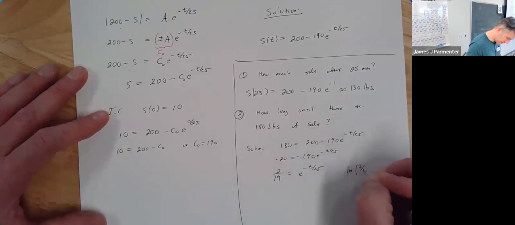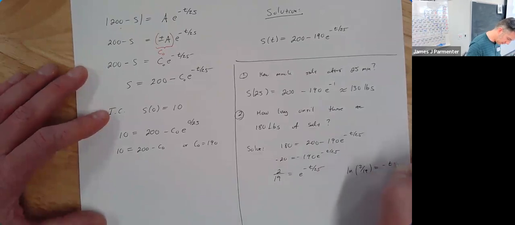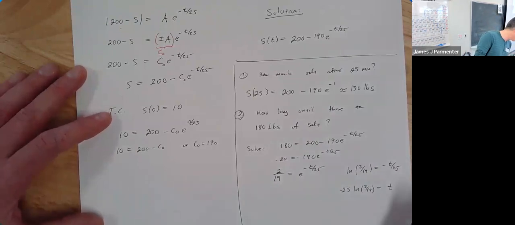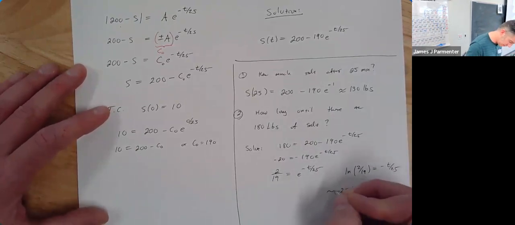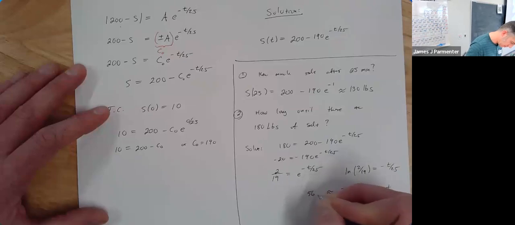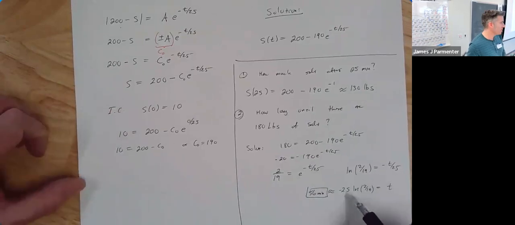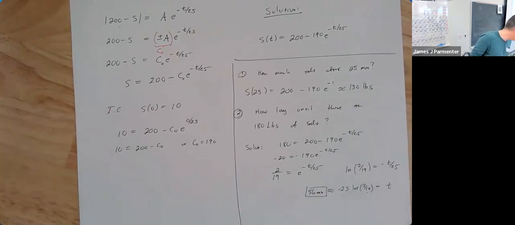Natural log of 2/19 equals negative t over 25. So then we're going to get t equal to negative 25 times the natural log of 2 over 19. And if you plug that into a calculator, that's approximately 56 minutes. I'll point out natural log of 2/19 is a negative number, so a negative times a negative is going to be positive.